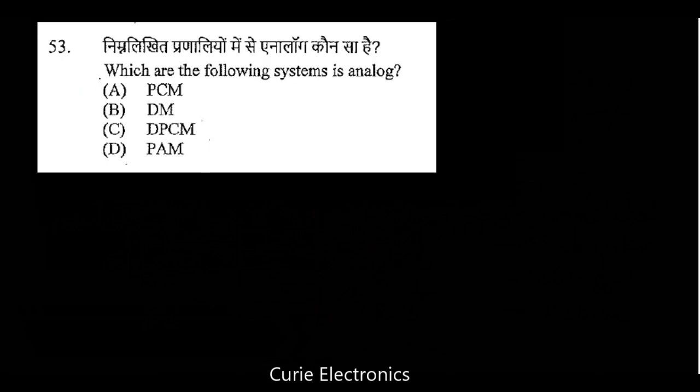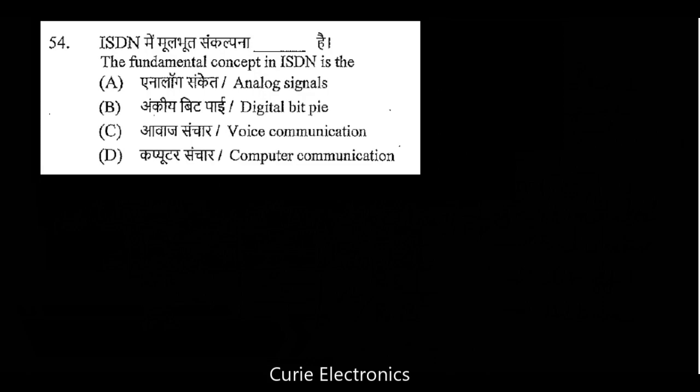Which of the following systems is analog? Pulse amplitude modulation is the analog system. Pulse code modulation, delta modulation and differential pulse code modulation are all digital. PAM is the analog.